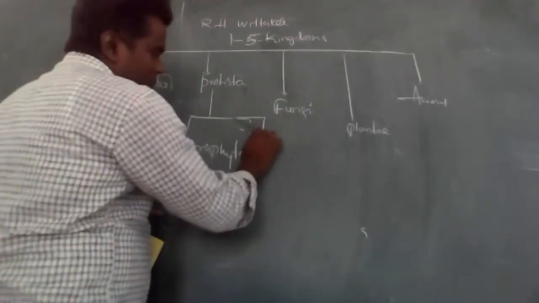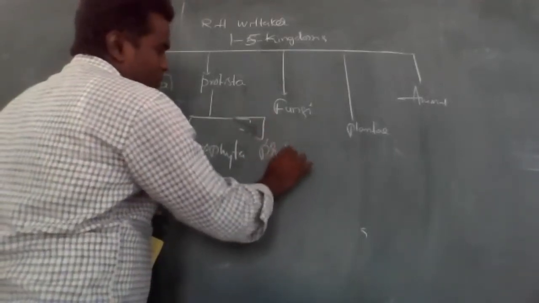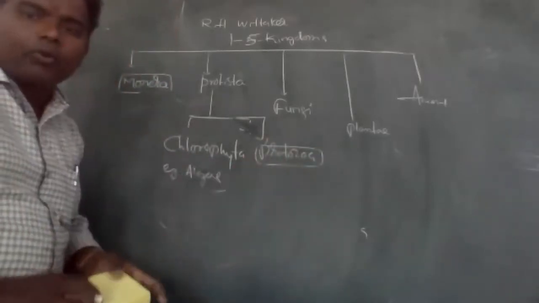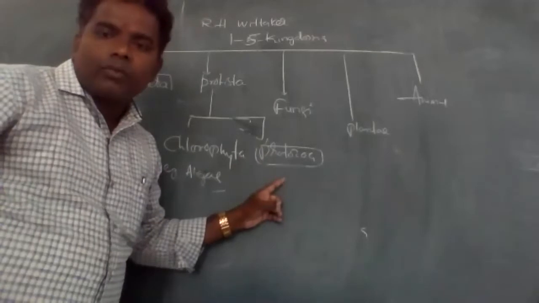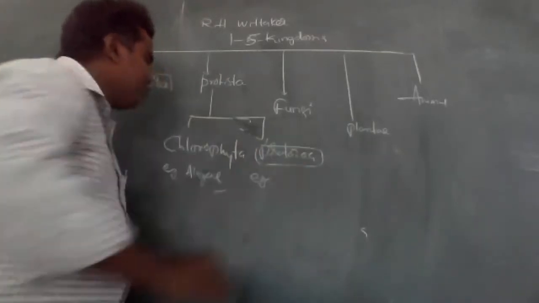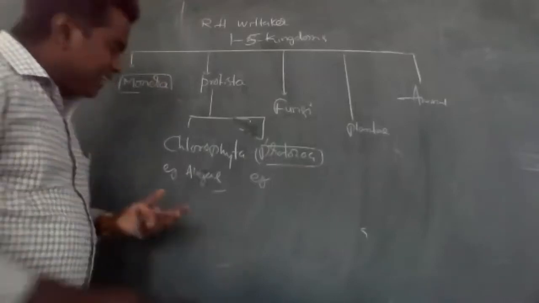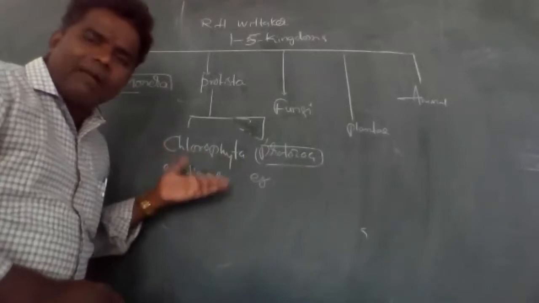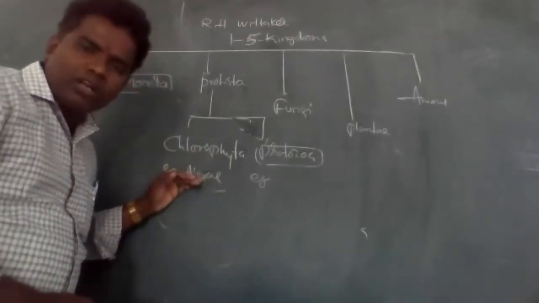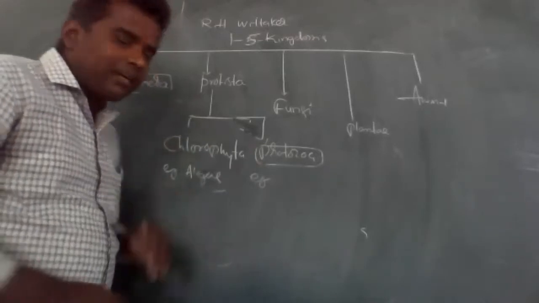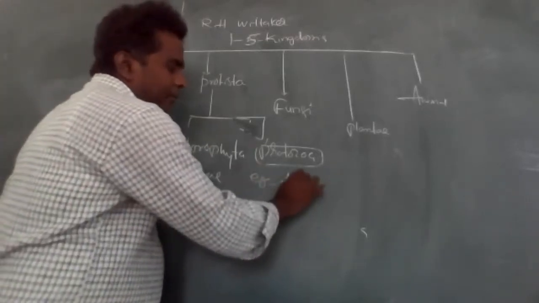So the next phyla is protozoa. Clear? Protozoa. So many examples are there. For example, algae. Here, algae means Chlamydomonas. So here, protozoans. What are the examples? Examples: amoeba.